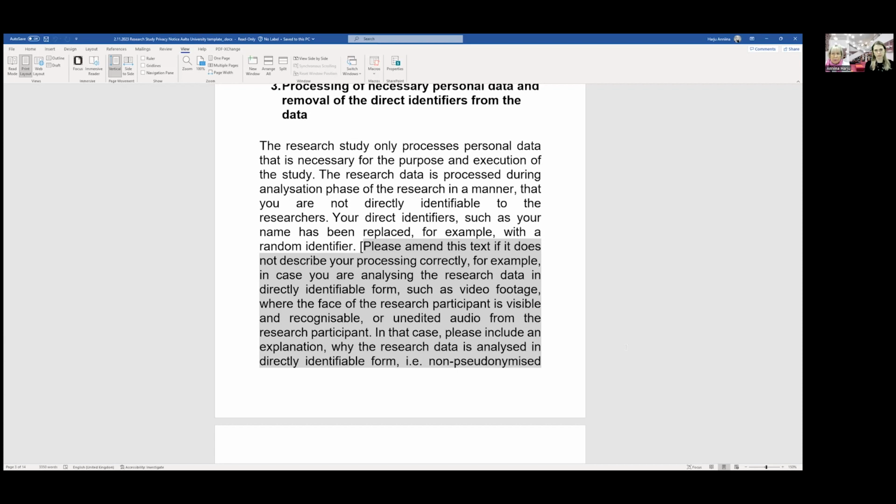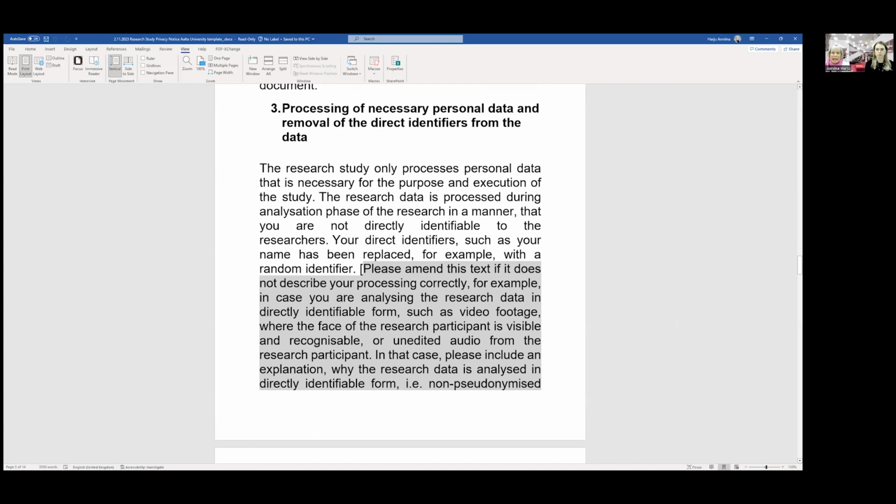So if you remove identifiers, tell what identifiers you remove. For example, that you don't give the specific address, you only have the region, for example, the postal code, and name the identifiers that are removed. And any of these example texts, don't copy these. The only thing you should leave are the names of the different sections, so the headings, and then describe only what you actually do.